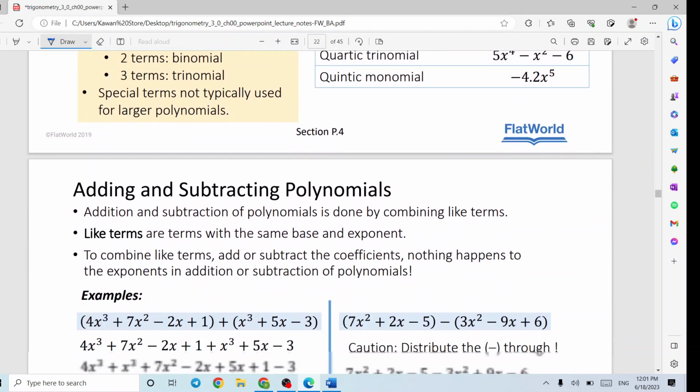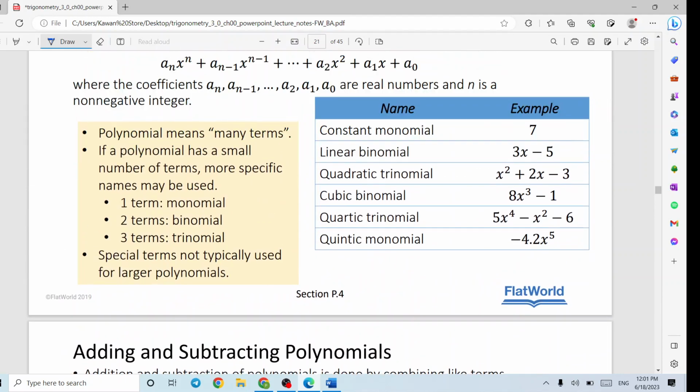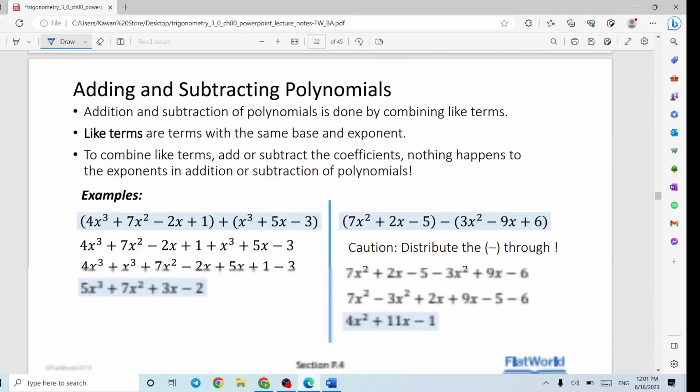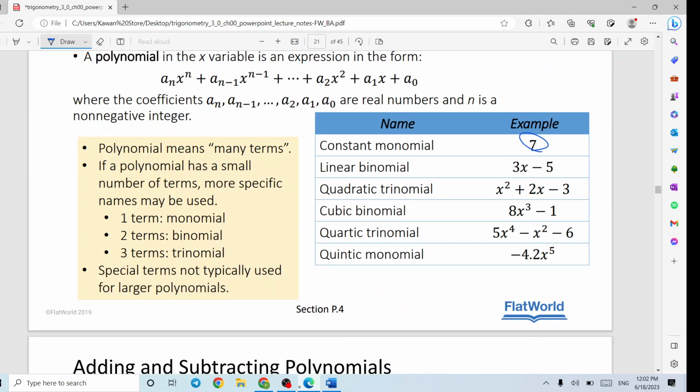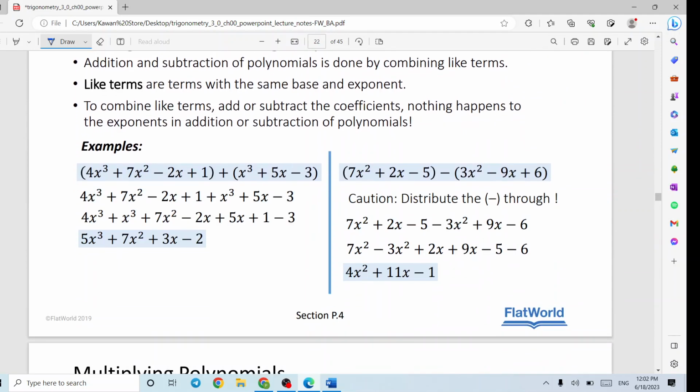You can see also from here, we have a term. Only one term, that's called a monomial, two terms, three terms, and so on. Later, depending on the formula that we have, we are going to factor them, combine them.